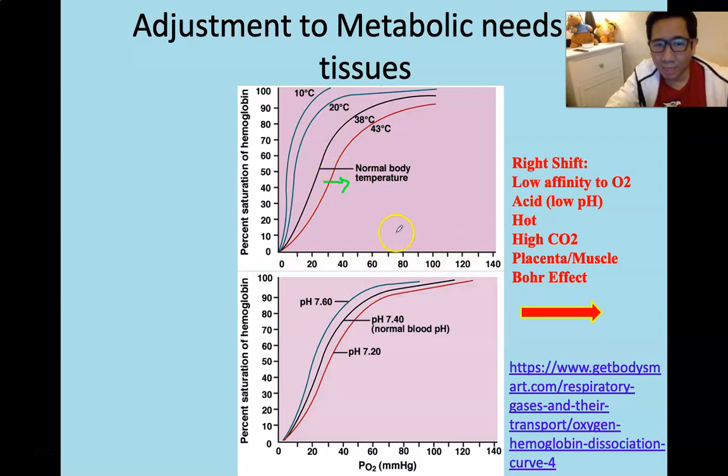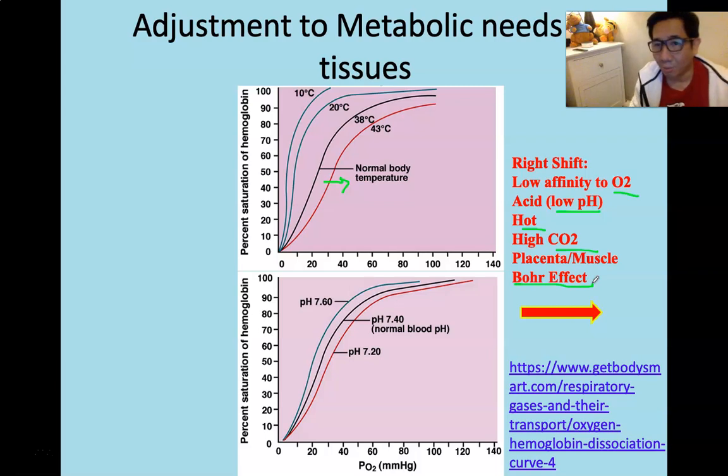When it moves to the right, your temperature tends to be hot, so you tend to have fever. You will become acidic, and you will have less ability to grab onto O2. You're going to have more carbon dioxide. This is what we call Bohr's effect. So all of these terms you should know. Moving to the right, you have less oxygen, more CO2, you become more acidic, lower pH, and this is called Bohr's effect.